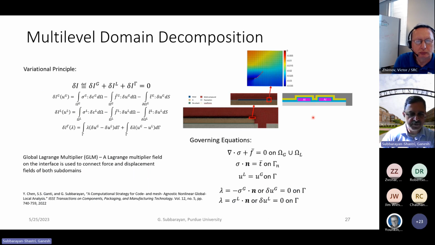Which is what we did. We developed a theory, and this is again published, and thanks to SRC for sponsoring this work, and the SRC member companies, and we are very grateful to them for sponsoring this work and guiding us.